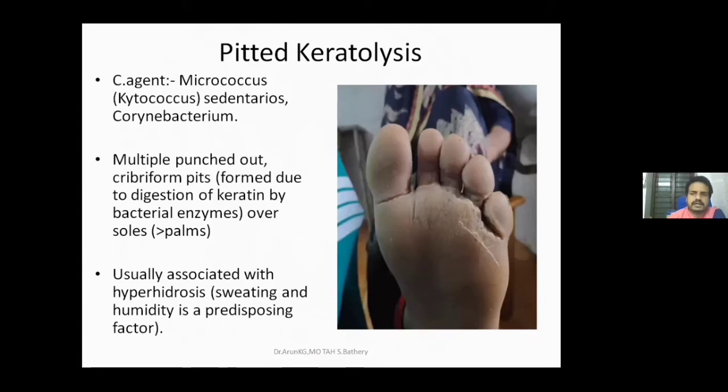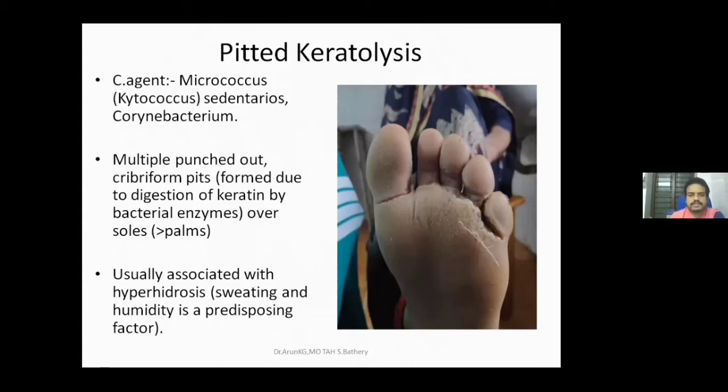Then another case we will be getting in our OPD in rainy season, in those having hyperhidrosis, is pitted keratolysis. It is due to Corynebacterium or Micrococcus sedentarius. What happens is that in the patient's sole there will be pits, multiple punched out cribriform pits. It's actually formed due to digestion of keratin by bacterial enzyme.